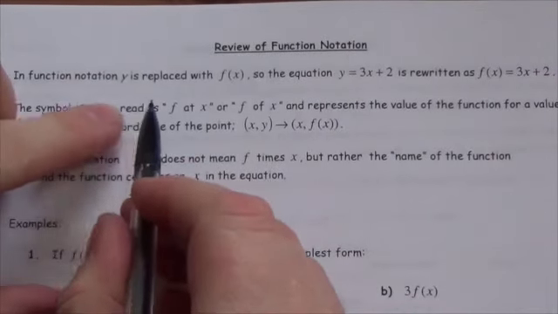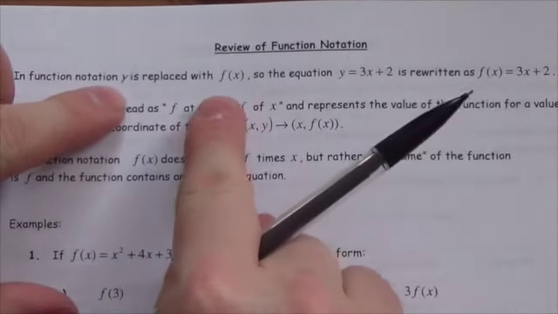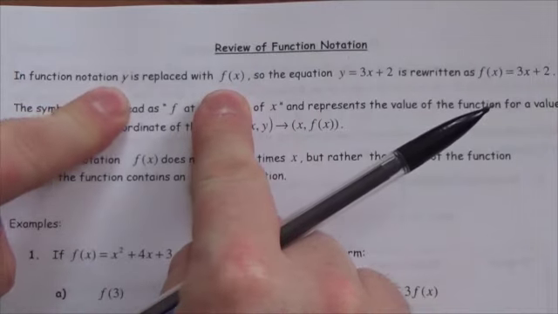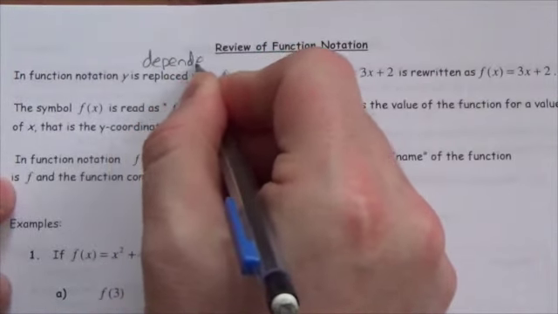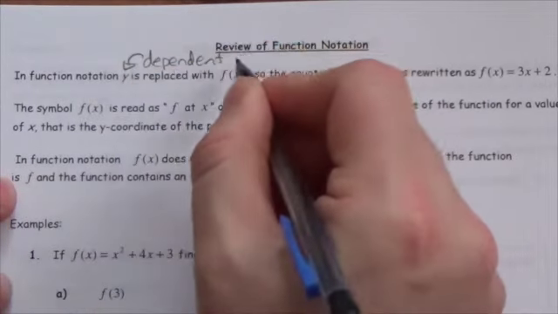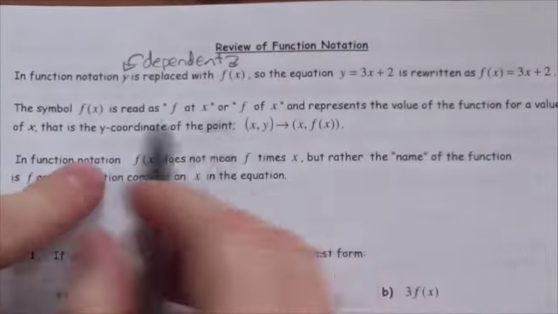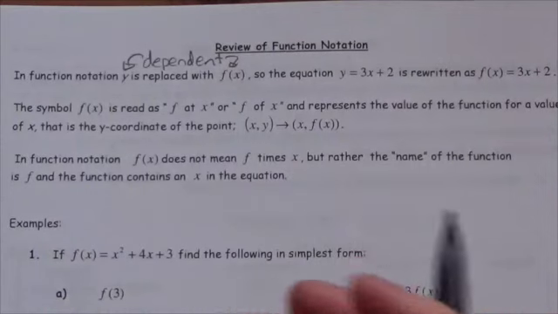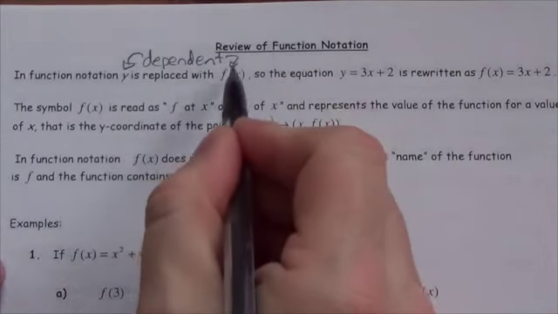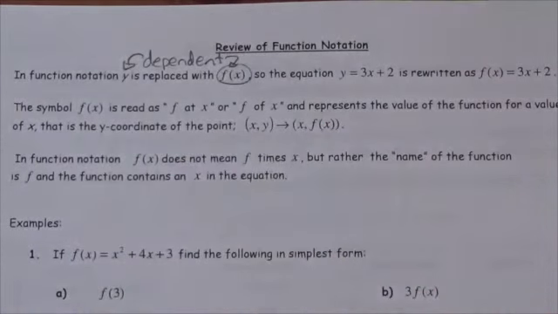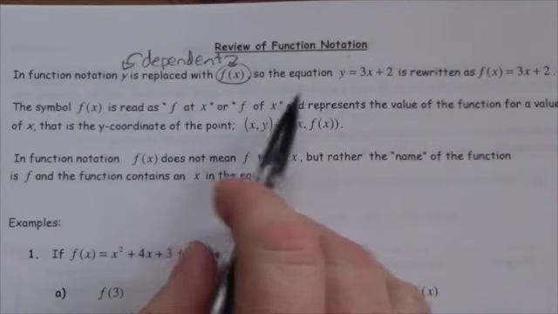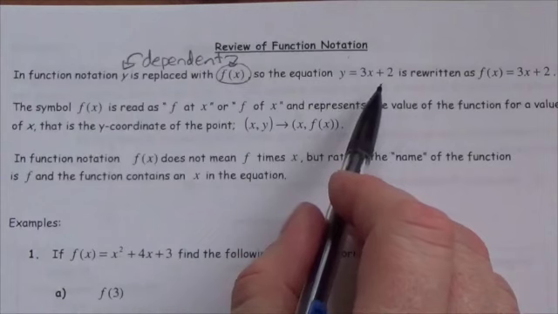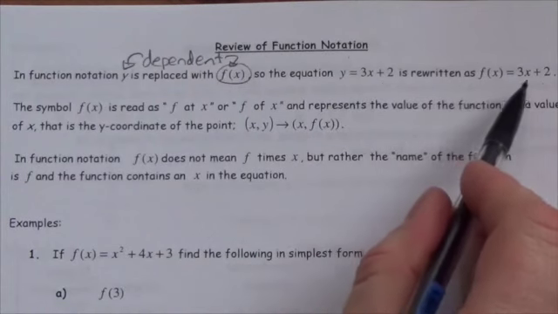Don't think of it so much as y and f of x. These both represent what we call the dependent variable. You read it as f at x or f of x, but that whole thing is your dependent variable. That is what you put on the y-axis. So now the equation 3x plus 2 is rewritten as f of x equals 3x plus 2.